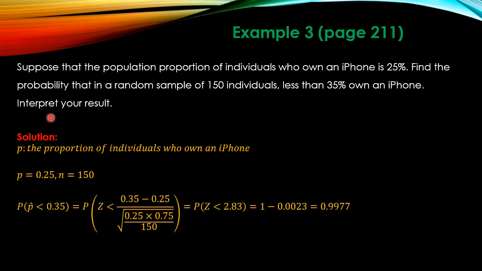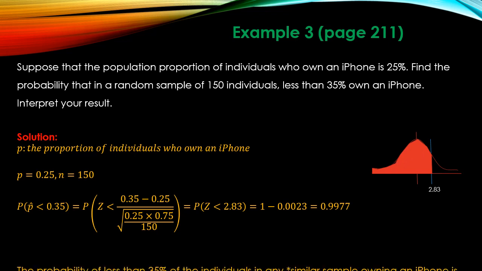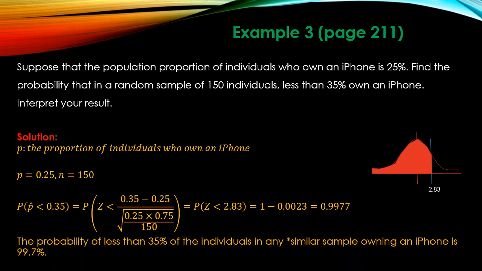So they ask you to find p hat less than 0.35. Okay, using the formula, you will get P(Z less than 2.83). 2.83 is here, so on the left hand side, we want this area, so we get 0.9977. So we can conclude that the probability of less than 35% of the individuals in any similar sample owning an iPhone is 99.7%.